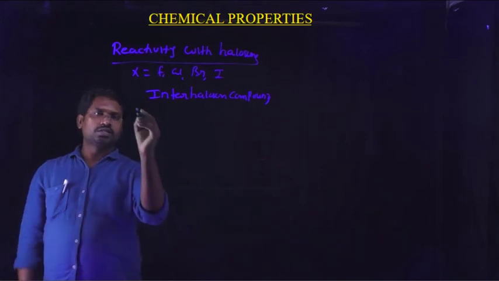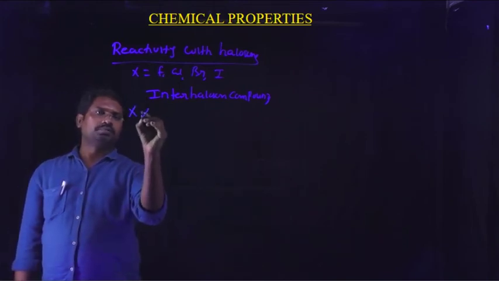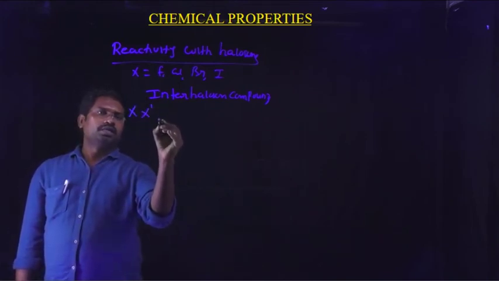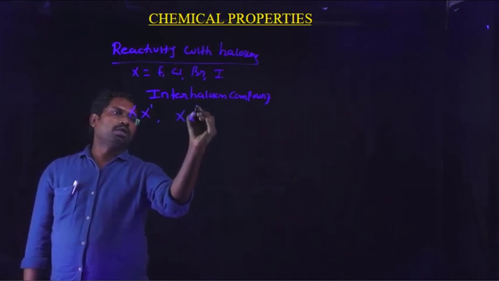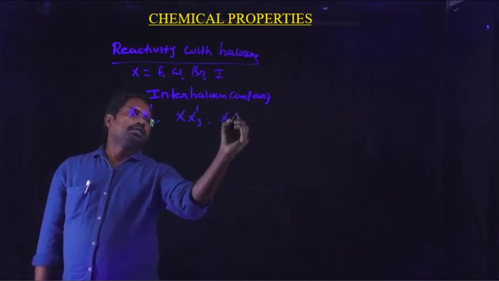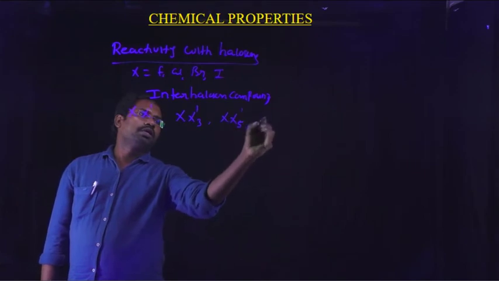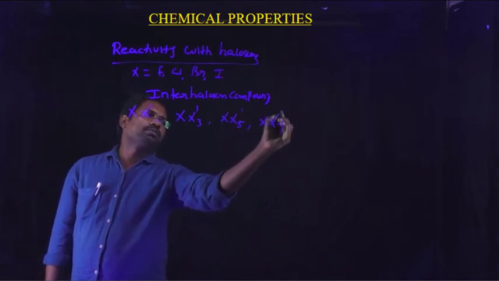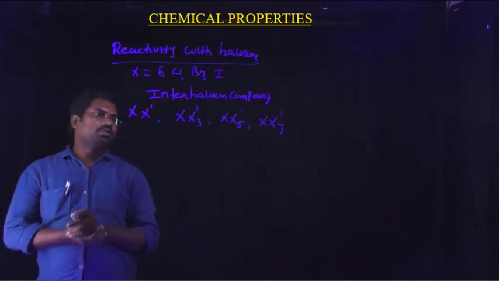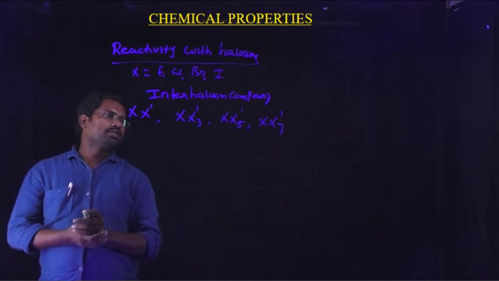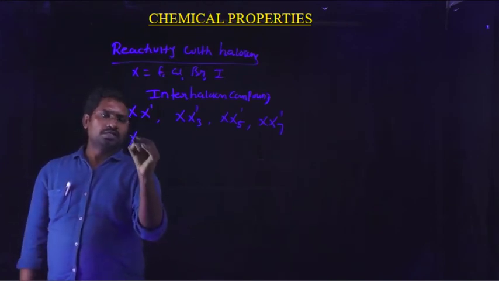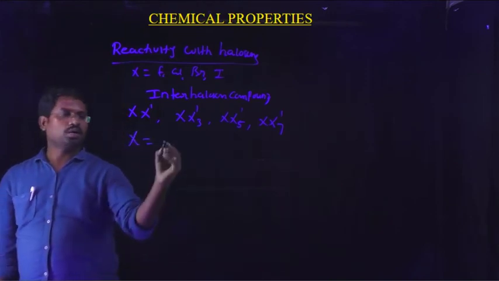Again, interhalogens can be classified in this manner: XX', XX'3, XX'5 and XX'7. Here X is the larger-size halogen.